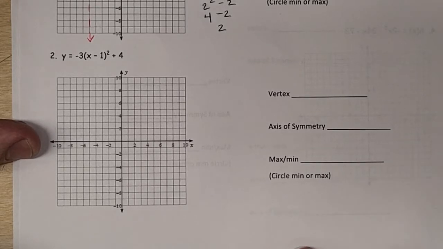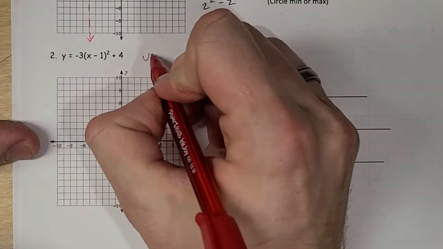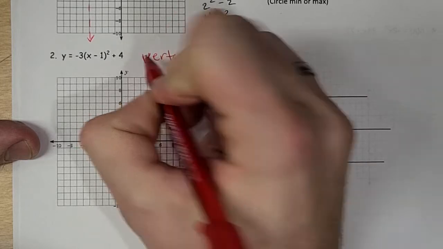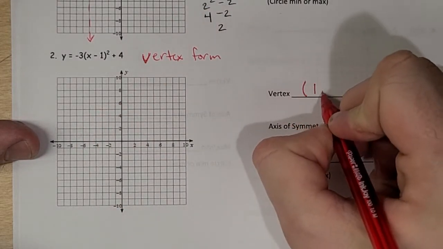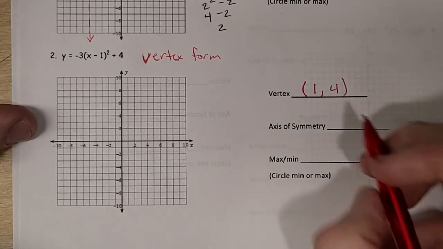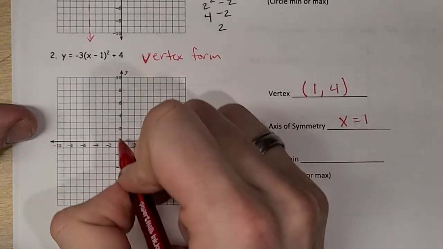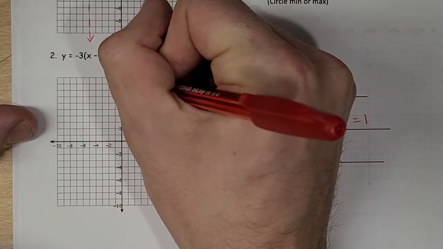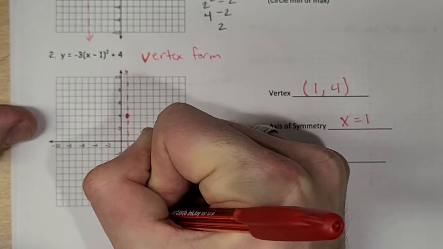Okay. Move on to the next vertex form one. So, take a hot second, pause this video, and see if you can tell me the vertex right now, because this as well is in vertex form. Hopefully you said 1, 4, which is beautiful. And then you can tell me the axis of symmetry is x equals 1. 1, 4 would be right here. And I know my axis of symmetry goes right down the middle, straight through the vertex.